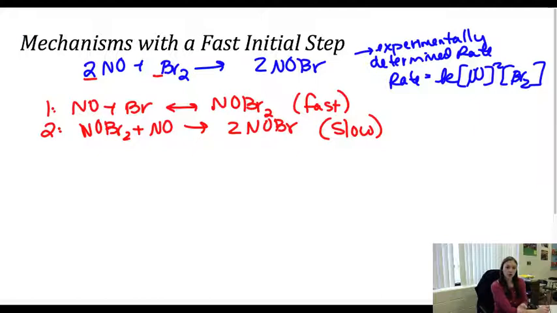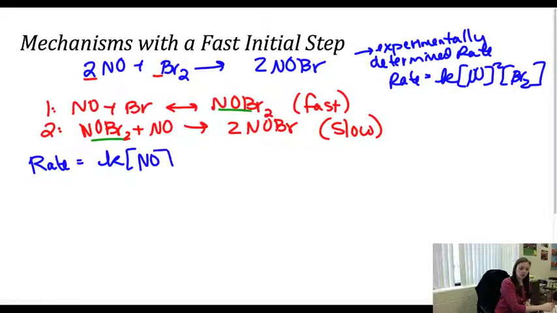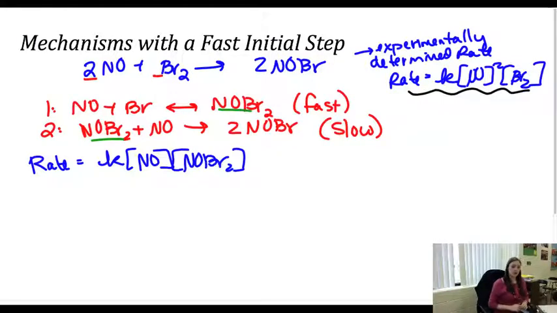My NOBr2 is going to be my intermediate, the guy here in green. It gets formed and then I use it. All right, so what can happen if this is my slow step, the second one. So I'm probably going to have a rate law. It's going to look like this. Rate equals K times NO times NOBr2. But that is not my experimentally determined rate law. That's not what I noticed in that reaction.